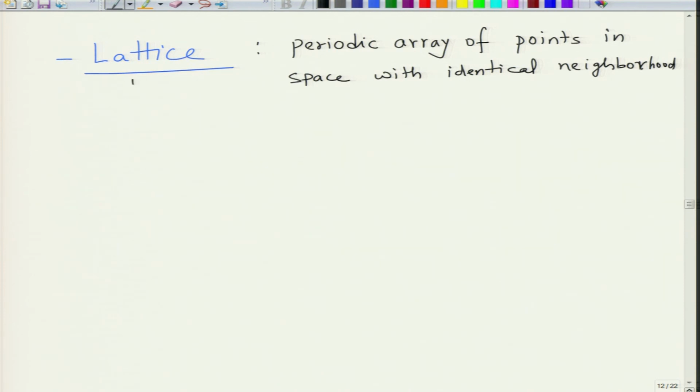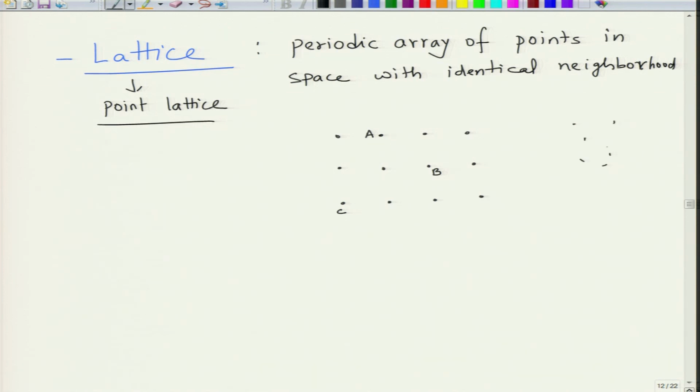Okay, so this is basically a point lattice. Any kind of arrangement like this, where you have a periodic arrangement of points in space, and each point, whether you look at this point, this point, or this point, all of them have identical neighborhood. This is called a point lattice.